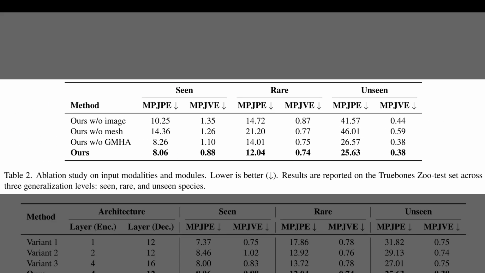Well, Table 2 breaks down which parts of the system actually matter for performance. The full model gives the lowest joint position and velocity errors across seen, rare, and unseen species, especially cutting unseen MPJPE to about 26 and MPJVE to about 0.38. Removing images, meshes, or the graph attention each hurts accuracy, and the mesh removal is particularly damaging on rare and unseen animals. This pattern shows that both explicit geometry and skeleton topology are crucial for robust generalization.